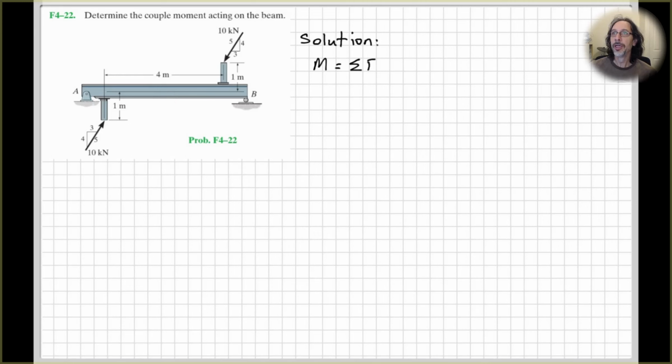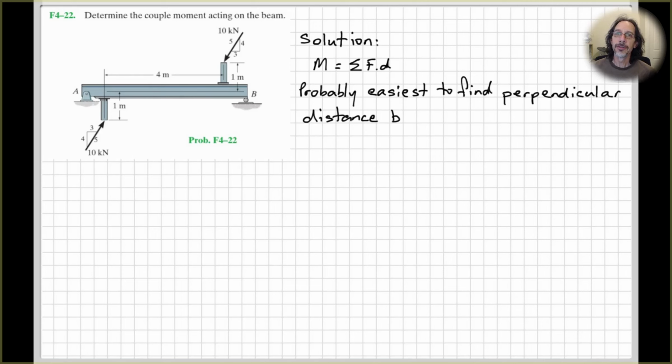So our solution: firstly, write down the equation or formula for a couple. The moment is equal to the sum of the force times distances. So for a couple, we can just work out the force times the distance between the two forces. Hopefully you remember that as the definition of a couple. Probably in this case, it's easiest to find perpendicular distances between the components of the forces that we're given.